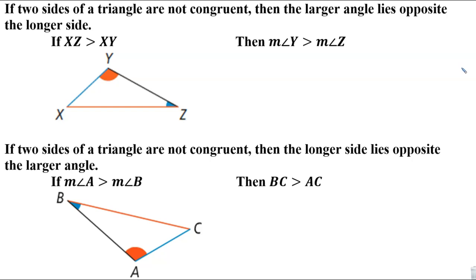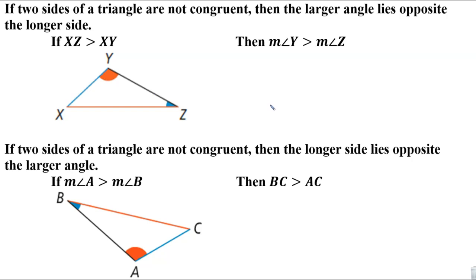First one says if two sides of a triangle are not congruent, then the larger angle lies opposite the longer side. So for this one, if XZ is greater than XY, so the length of segment XZ is greater than the length of segment XY, okay, then the measure of angle Y, the angle across from the bigger side, will be greater than the measure of angle Z, the angle across from the smaller side.